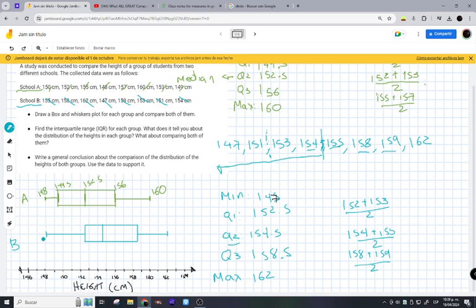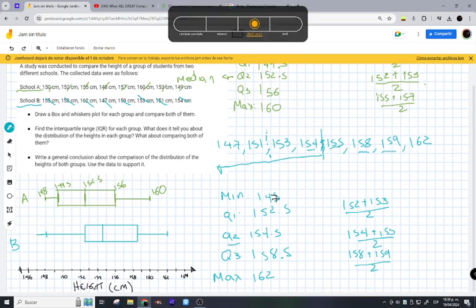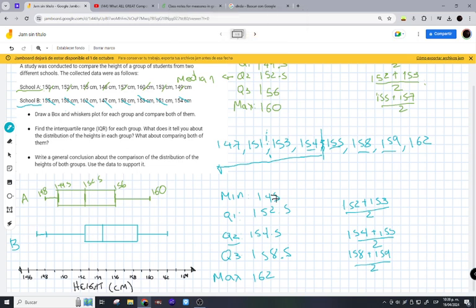Okay, I'm going to do it just like this. I'm gonna try to erase this. Yeah, more or less. Now let's label 147, 152.5, 154.5, 158.5, and 162. All in centimeters.